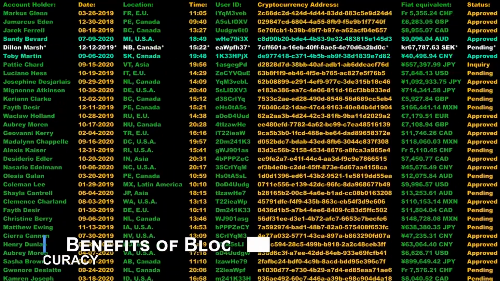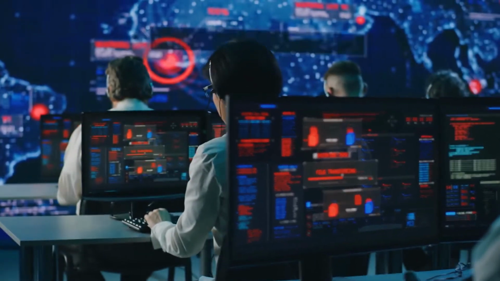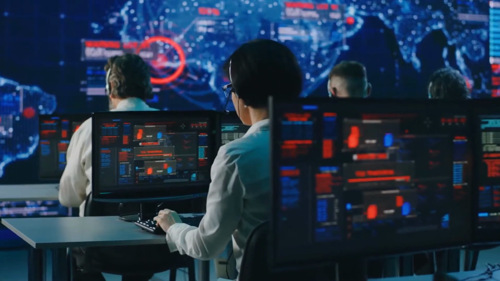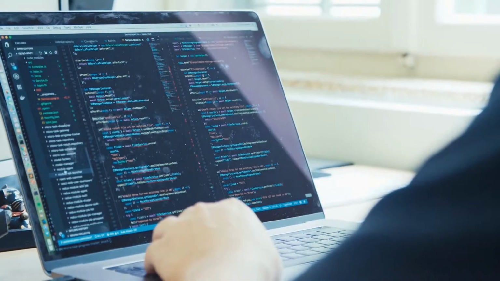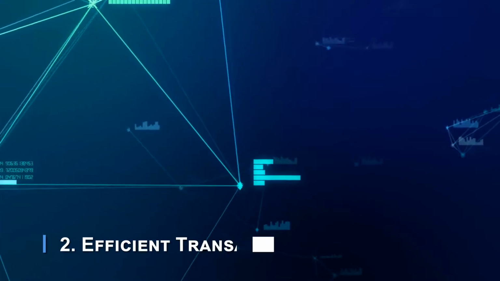Blockchain transactions are validated by a group comprised of a number of computers. This eliminates nearly all humans from the verification process, which results in fewer human errors and a more precise record of the information. Efficient transactions.